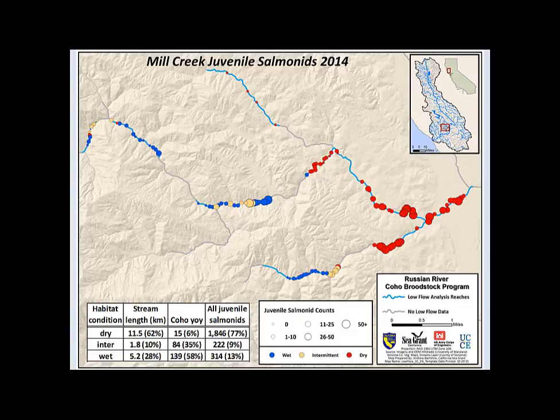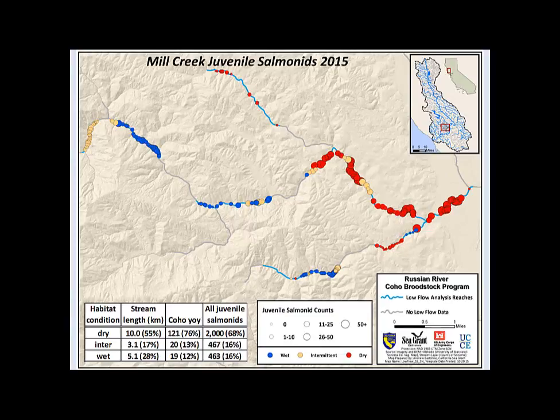So again, just really high concentrations of fish rearing in areas that went dry. 77% of the juveniles we counted in July really had no chance of surviving the summer. And pretty similar results the following year, almost 70%.